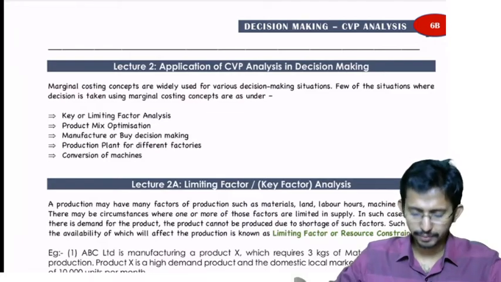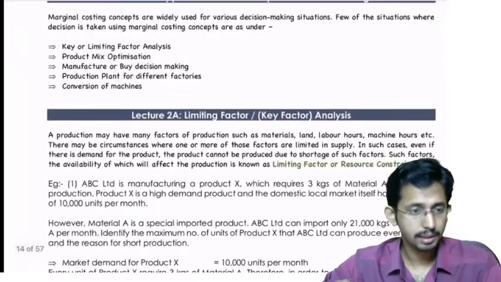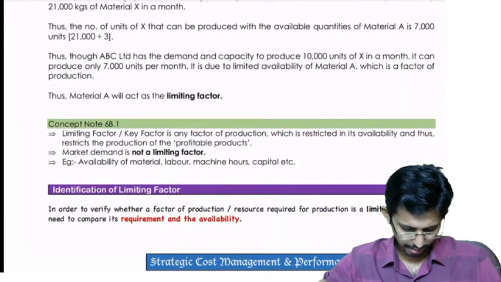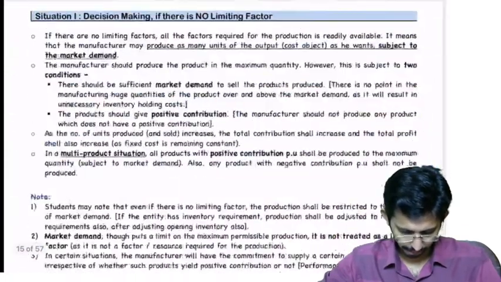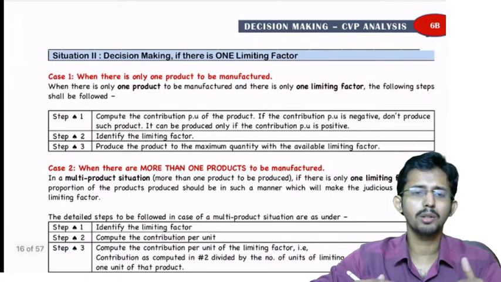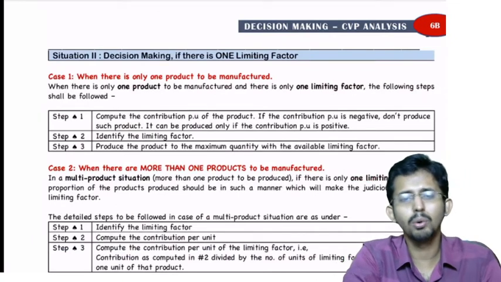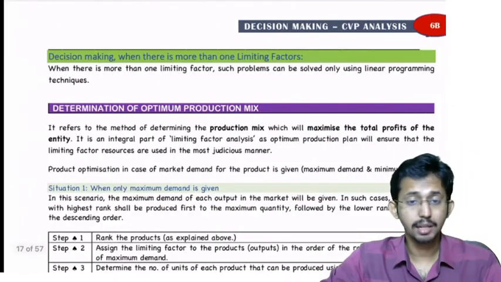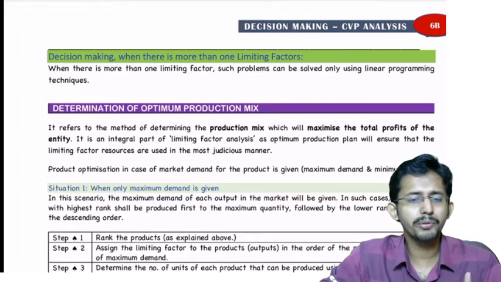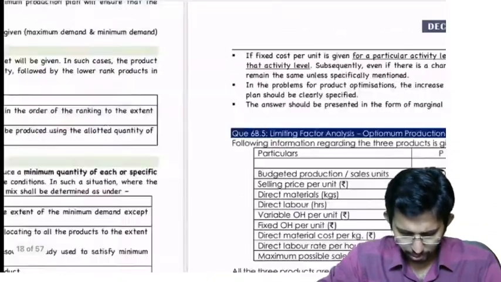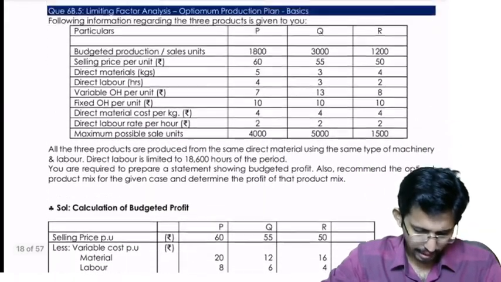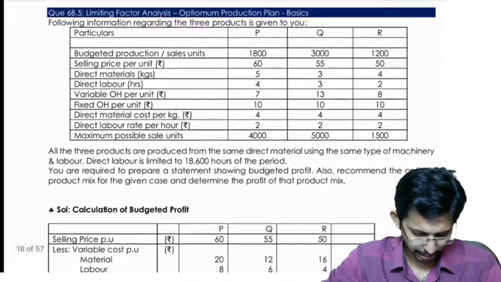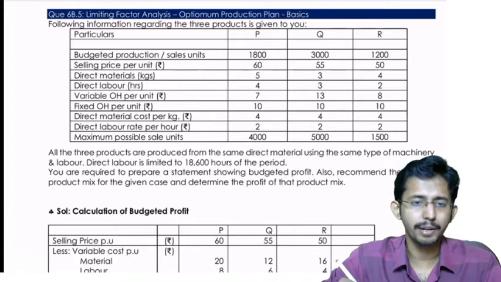Okay, so for the time being, we will do one problem from this topic, section 2A. I've divided this topic into various situations. Situation 1, there is no limiting factor. Situation 2, there is only one limiting factor. And situation 3, there are more than one limiting factor. These are the steps to be followed in determining the optimum product mix, so you can go through those things. Right now we will do a problem on page number 18, question number 6B5.